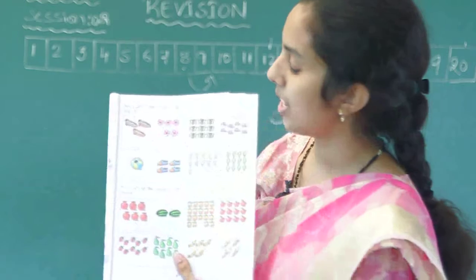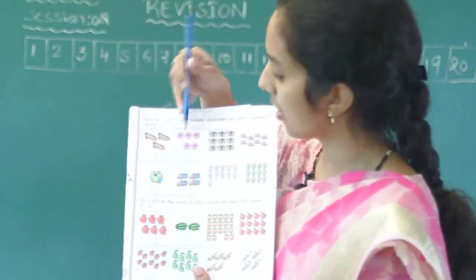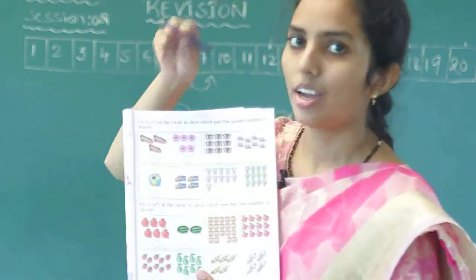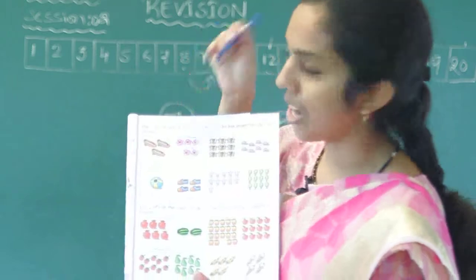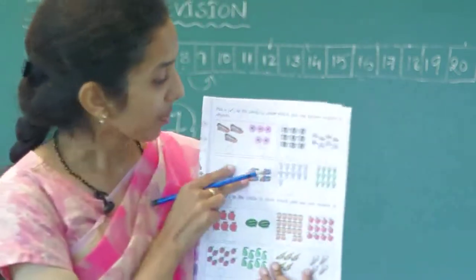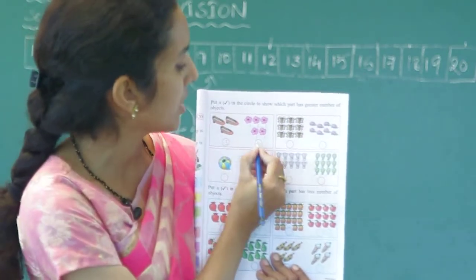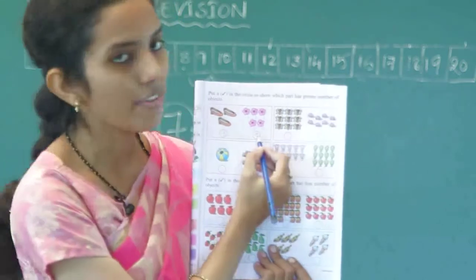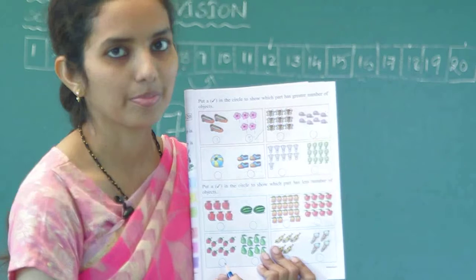What is given here? Shoes are given. 1, 2, 3. 3 shoes are given, and don't tick. Count the other object also. Flowers. 1, 2, 3, 4, 5. 5 flowers are given. So which will be bigger? This is 3 and this is 5. So 5 is bigger than 3. So just put a tick here.